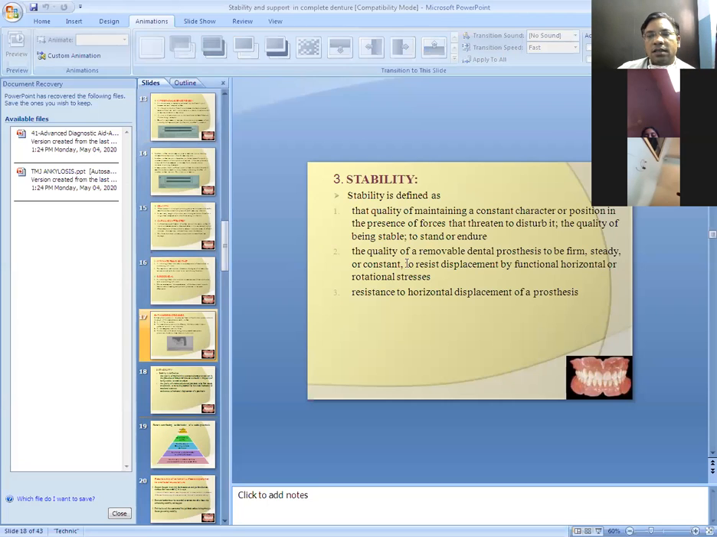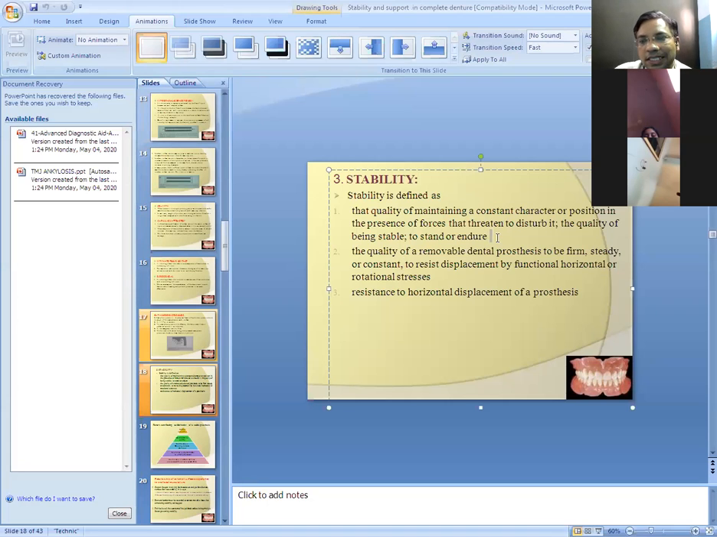So stability is an inherent quality in the processes that bears stability. Stability means resistance of any processes to lateral displacements. If you apply force on this side, it should be safe. It should not move like that. That is called stability. That means the quality of removable dental processes to be firm, steady, or constant to resist displacement by any horizontal or rotational forces. That is called stability.